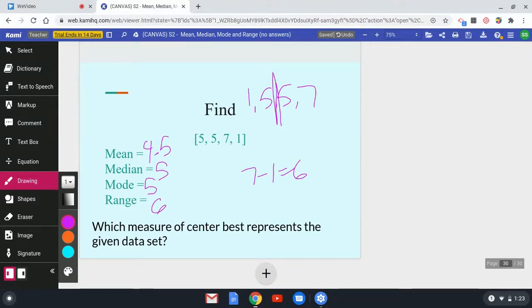All right, I would say that the mean is the best because we have a spread of 1 to 7 this time instead of a nice close clustered spread.